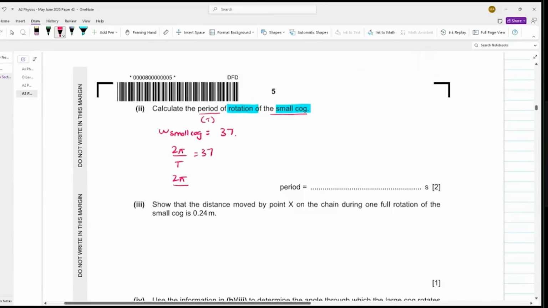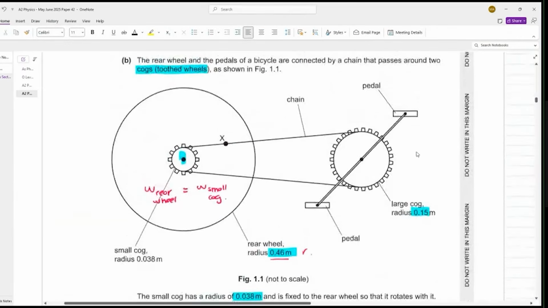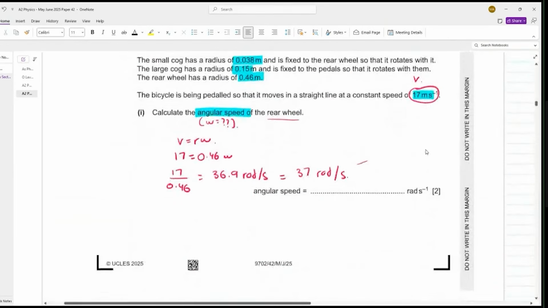Yes. 2 pi divided by 37 is equal to time T. What does your time T come out to be? 2 pi divided by answer. This comes out to be 0.17 seconds, which is your time period. That means both the small cog and the rear wheel are performing one oscillation in 0.17 seconds.